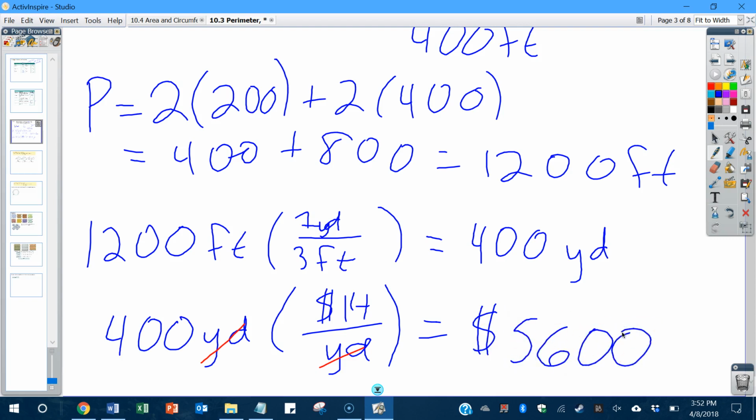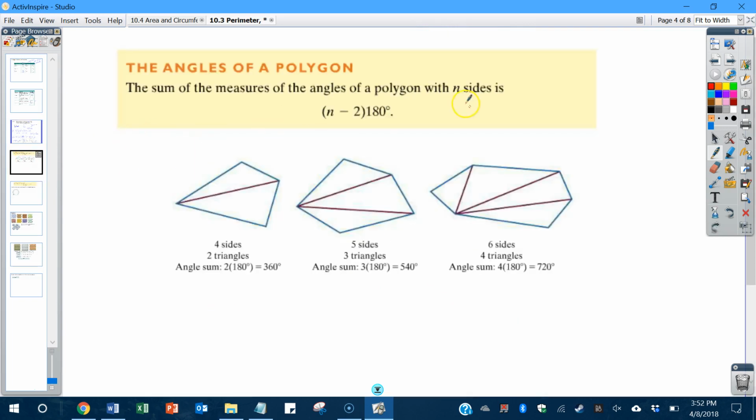So there you go. What I did is I used the perimeter formula, and I got my perimeter in feet, and then I had to convert it to yards, and then I used what it told me about how expensive the fence was to calculate my final answer. I just turned that into a unit fraction, $14 per yard. The yards canceled, and I got that.